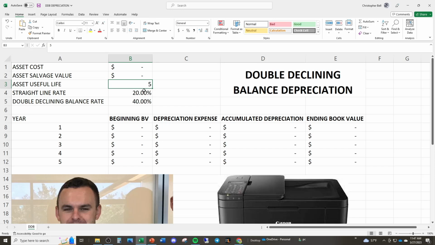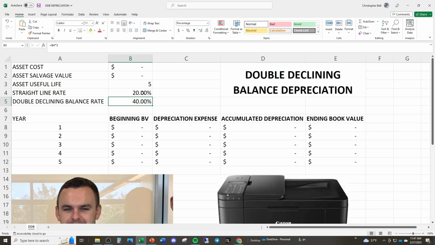That's how long he estimates that this printer is going to last, be used in his business, generate revenue for his business. So Chris, in order to find the double declining balance rate, basically the percentage that we have to depreciate this asset by every year, he's first going to calculate the straight line rate. Because if you depreciated this asset straight line, you would depreciate it over a fixed percentage every single year. To calculate the straight line rate, you take 100% and you divide it by the asset's useful life. That gives you a straight line depreciation rate of 20%.